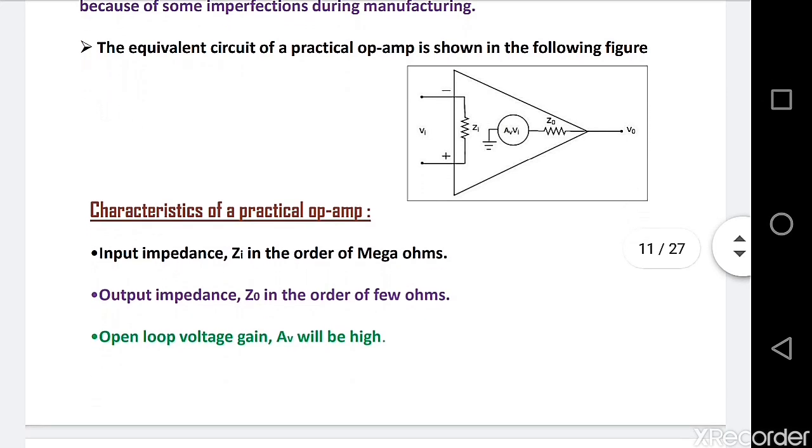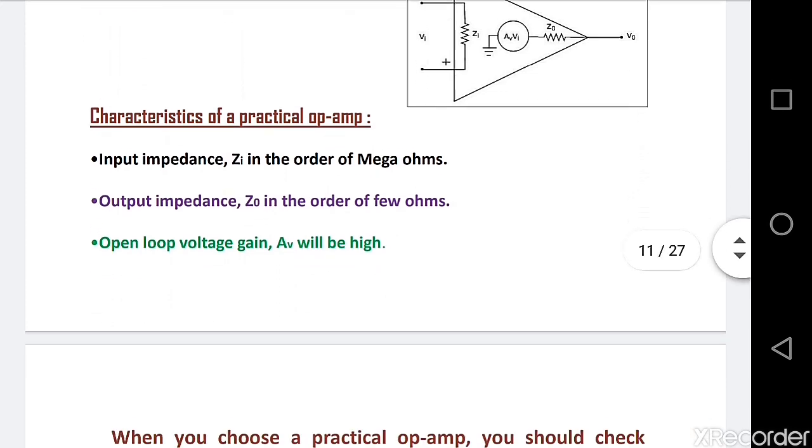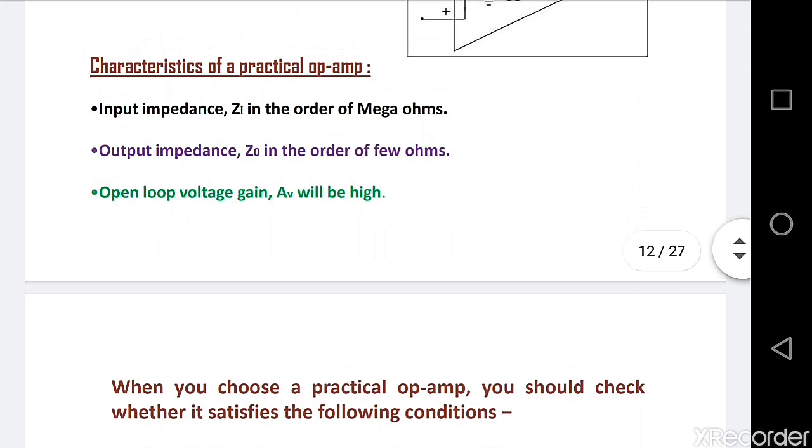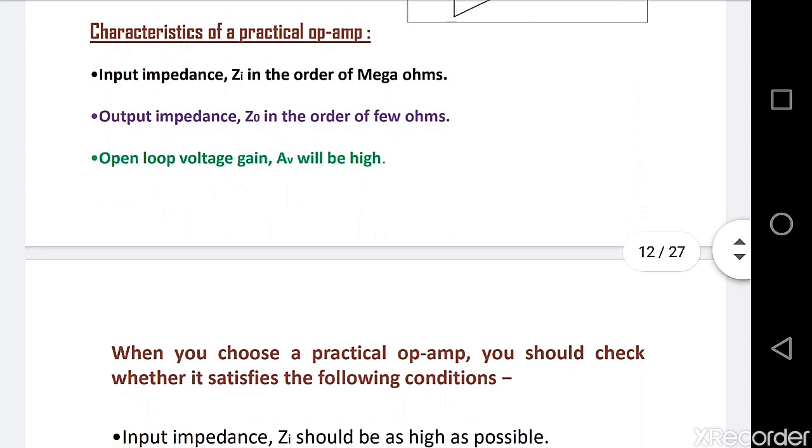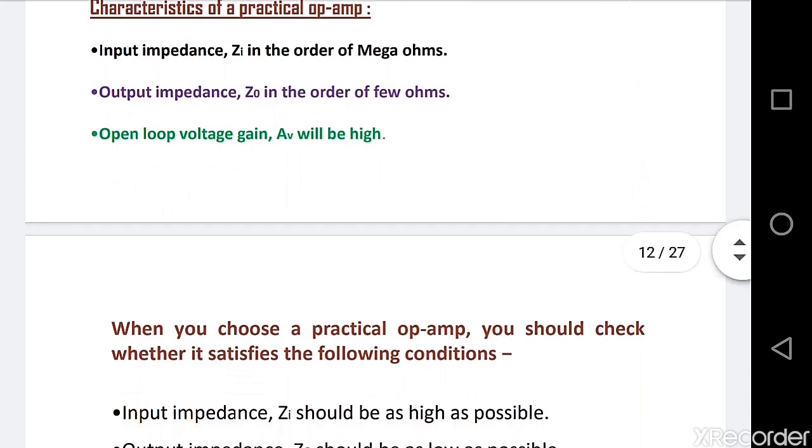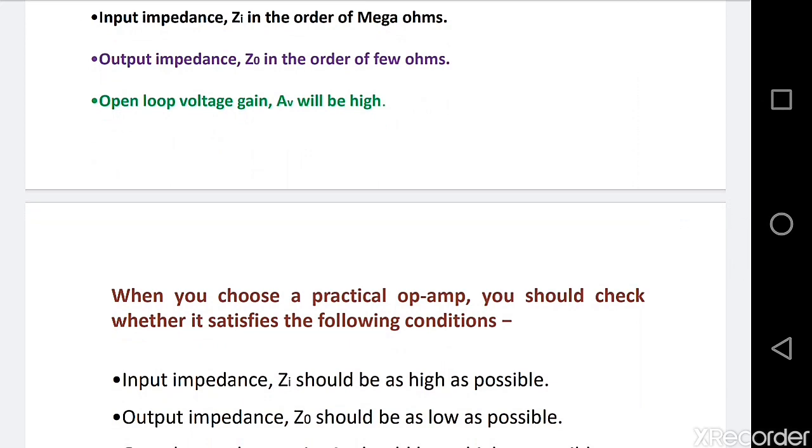Next, the equivalent circuit of practical op-amp is shown in the following figure. Characteristics of practical op-amp. In practical op-amp, input impedance is in the order of mega ohms and output impedance is in the order of a few ohms. Open loop voltage gain will be high.